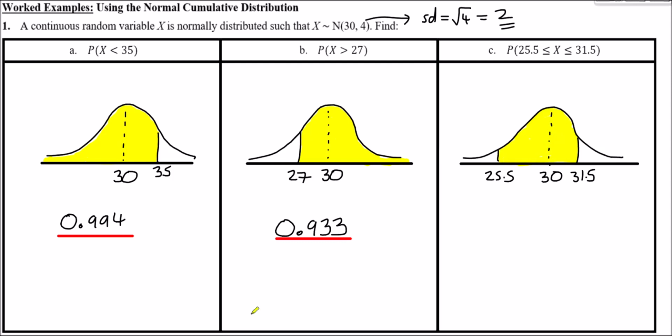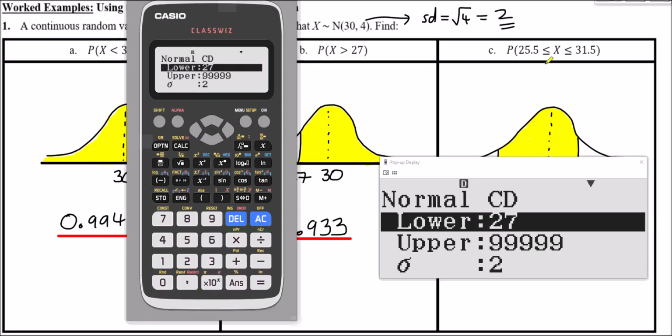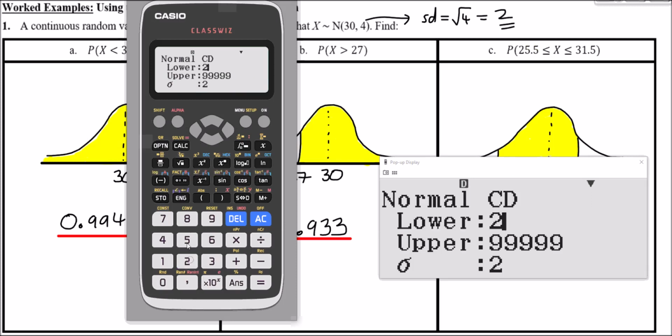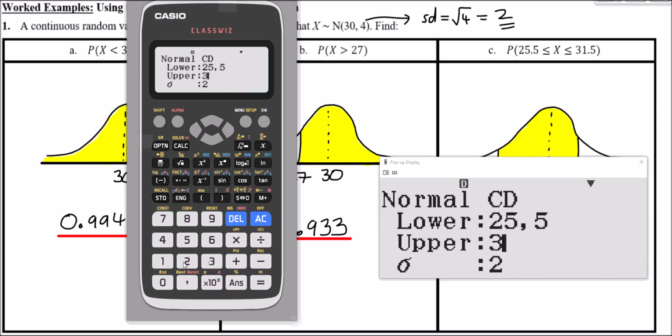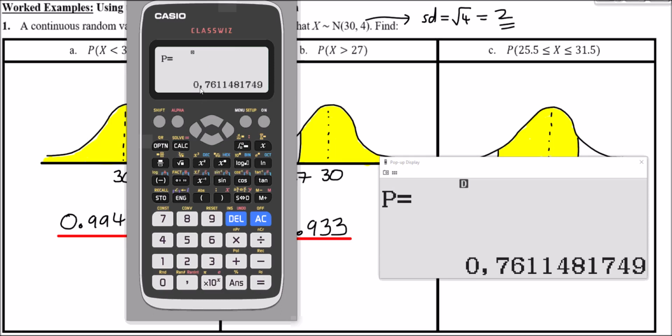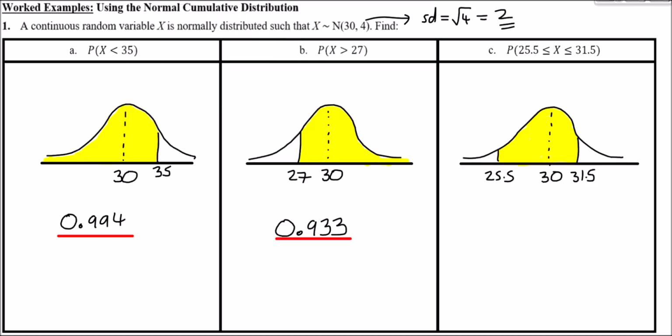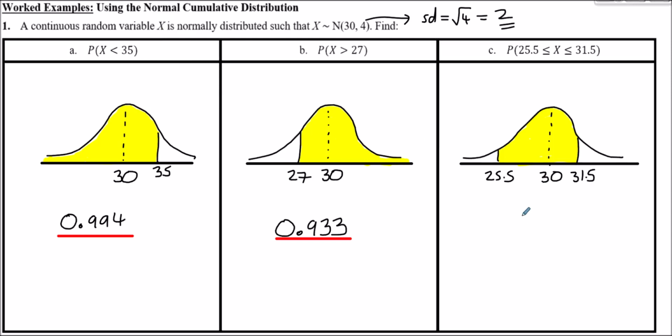So what we do here, press AC, now we type in the lower value, 25.5, press equals, the upper one, 31.5, leave the parameters untouched because they're still going to be the same, press equals, we get 0.761.